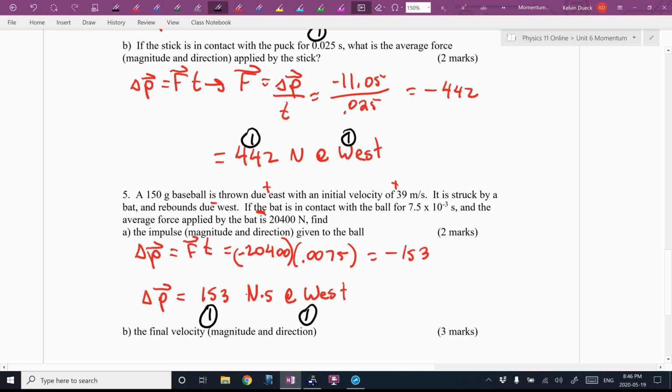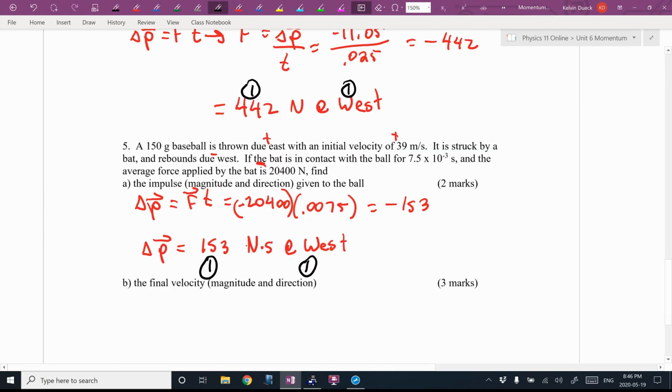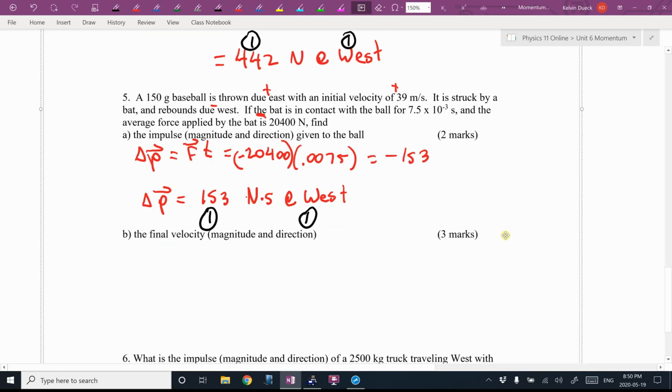One mark, one mark. Final velocity. Okay, let's see here. Give me a second. B. Find the final velocity. Now, I noticed that this one is worth 3 marks, which means probably it's got an extra step in it. And knowing Mr. Dueck, I might be using my answer from A to find part B.